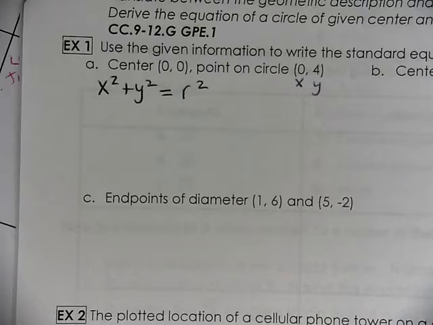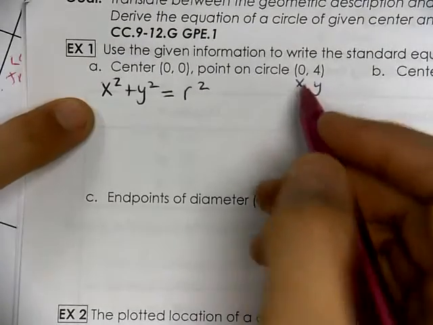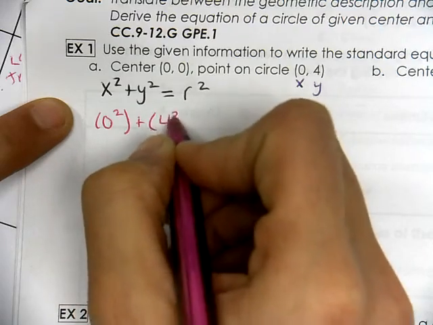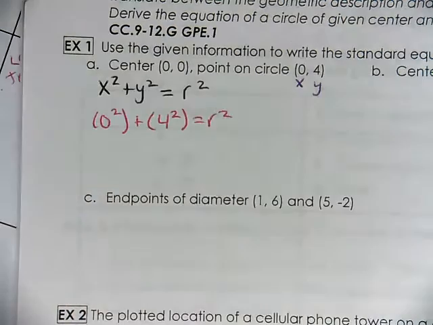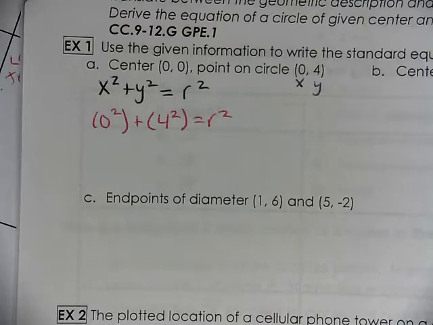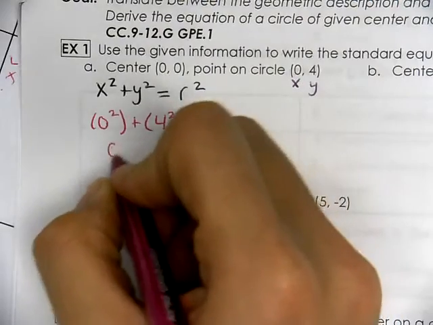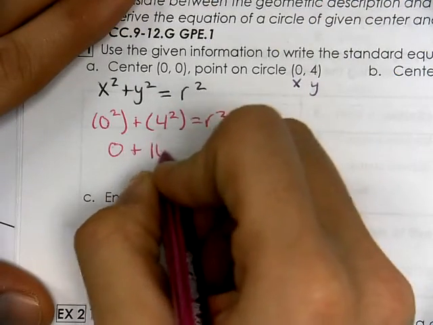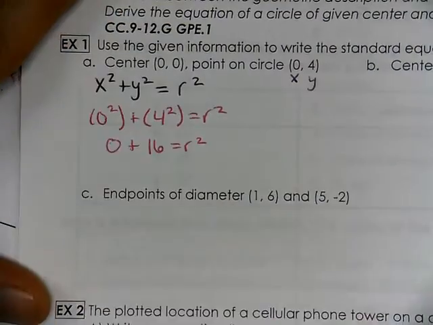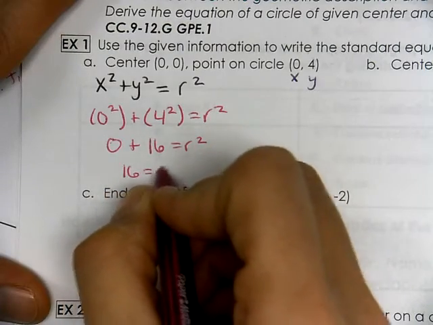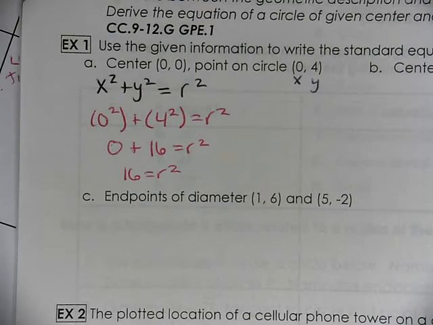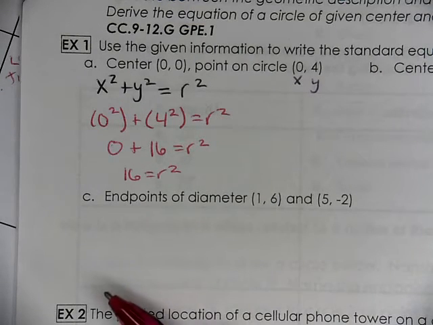So I'm going to say, okay, 0 squared plus 4 squared will equal r squared. Well, what's 0 squared? Just 0. What's 4 squared? So 16 is equal to r squared. Now we really don't have to square root. It's helpful if we want to know the radius. The radius here is 4.